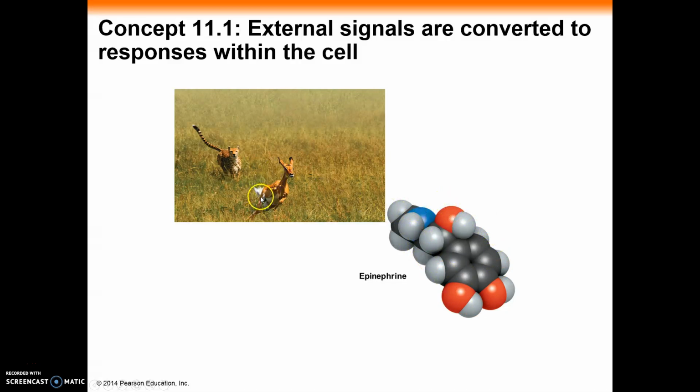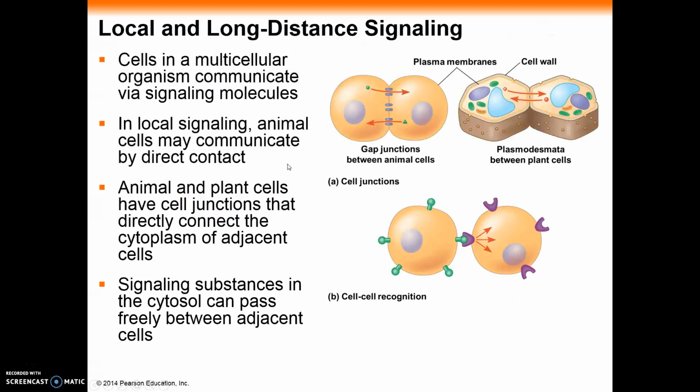So, as you can imagine, when you get a release of this, you undergo a lot of physiologic changes. And that allows you to, in this case, run faster, be more alert. But let's talk about how that happens. So, with cell signaling, we have both local and long distance signaling. And this is all centered around the idea that as multicellular organisms, our cells have to work together to do a whole job, to make us do what we do.